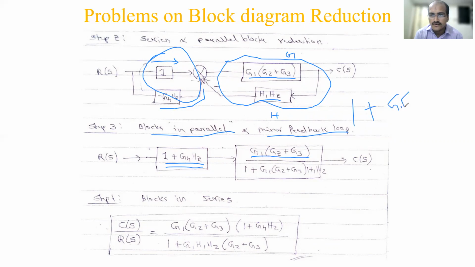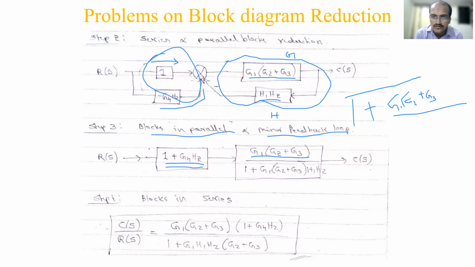Okay, G1 into (G2 plus G3). So if it is not clear, I hope you understand. Okay, so I am inserting that. Sorry, this should be G, this is above 1, and in the denominator I am writing 1 plus GH, so G, okay, (G1 plus G2 G3) into H1 H2.